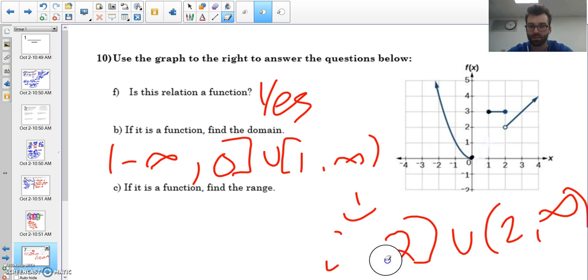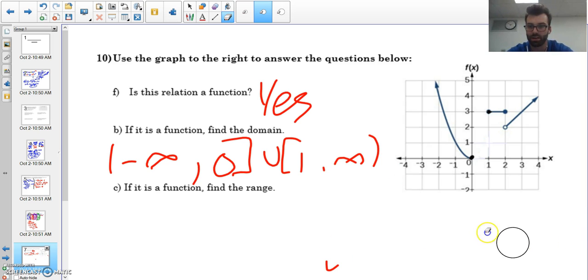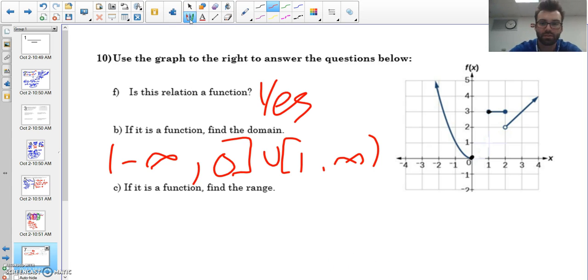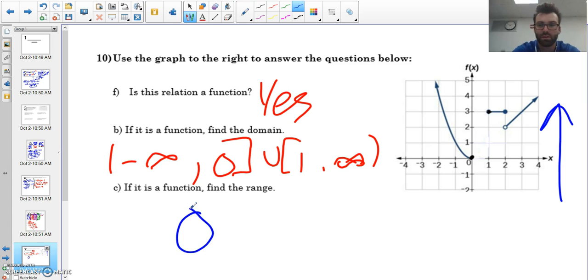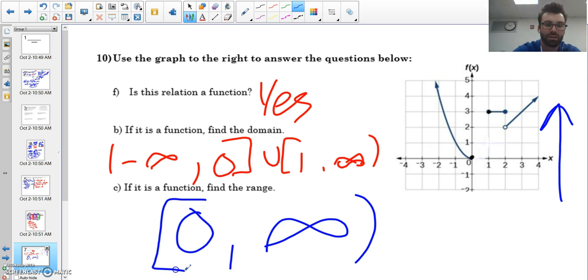This came up on the test. Some people made that mistake, at least in my class. So that should help with that. That should be an infinity. Okay, so now find the range. Remember, domain is left to right, range is bottom to top. So I start at the bottom of my graph. My lowest possible y value is 0. The function goes off to infinity, so 0 to infinity. Never include infinity. Close bracket on 0.